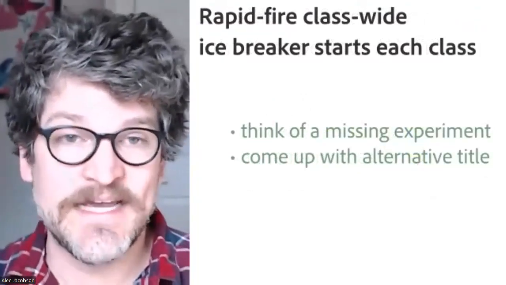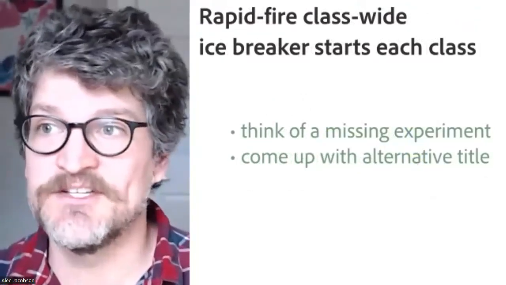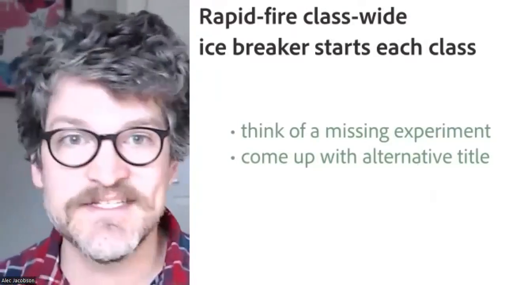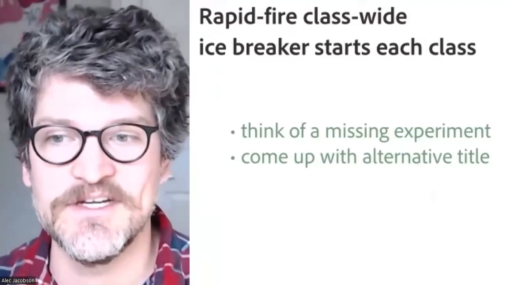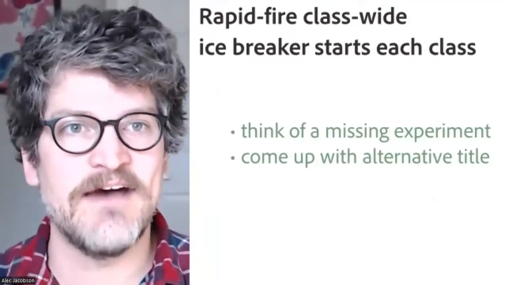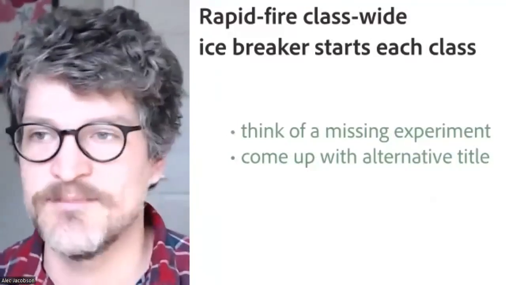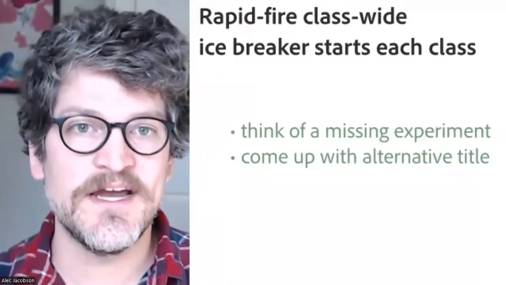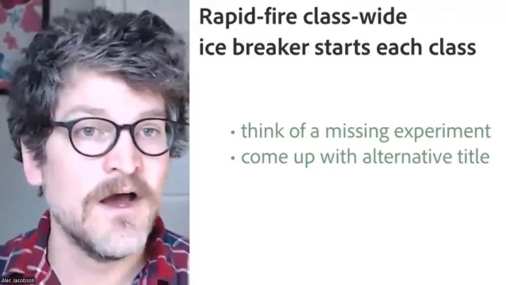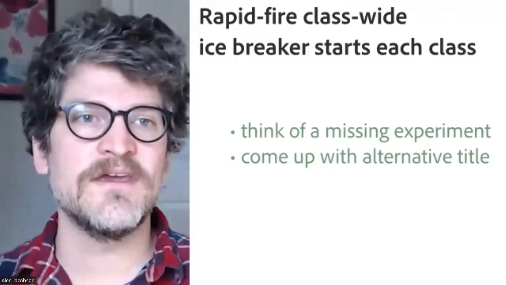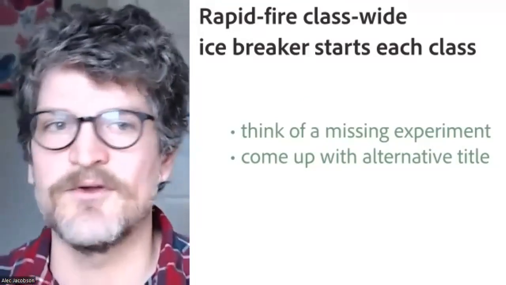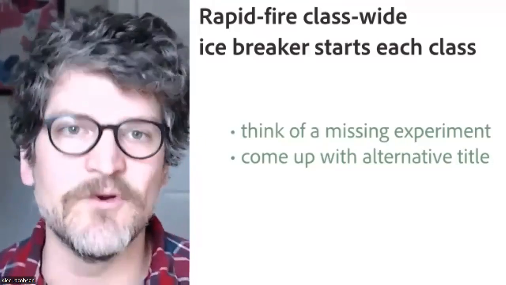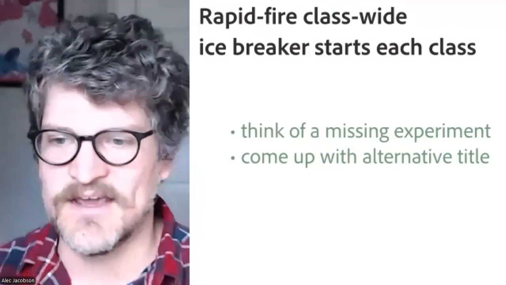To get the class going, in computer science, we do not have discussion-based courses very often. So it's kind of confrontational, I think, for the students to be thrown into a big discussion. I found that it was really useful to have rapid-fire class-wide icebreakers to just get everyone talking at the beginning. So typically before I assign the paper for the next week, I would say, all right, when you come in next week, we're all going to think of a missing experiment that the paper could have included, or everybody come up with an alternative title for this paper, and we'll go through those at the beginning just to get everybody talking.